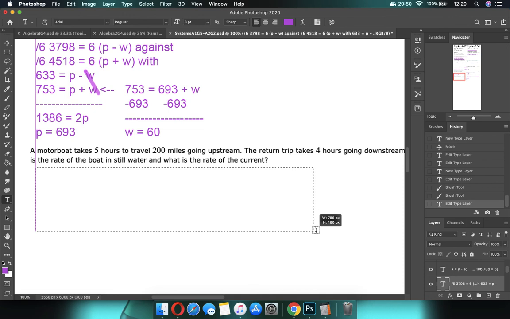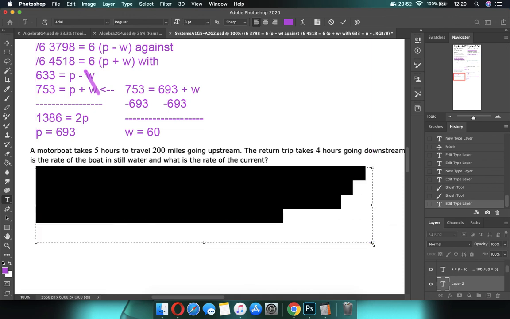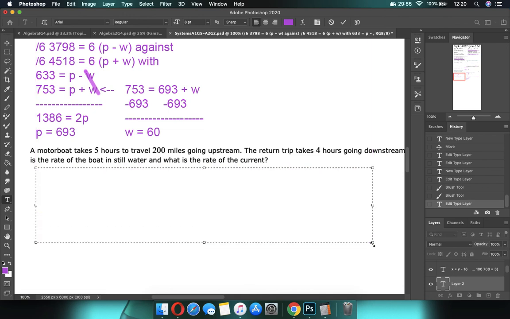So the motorboat takes what? Distance equals rate times time. So 200 is our distance, time is our rate, and we have the boat and the current. Something current, and this is upstream. Then the return trip, keyword, return trip means it's the same distance, and this time it's in 4 hours, and we have the boat and the current, and this is going downstream.